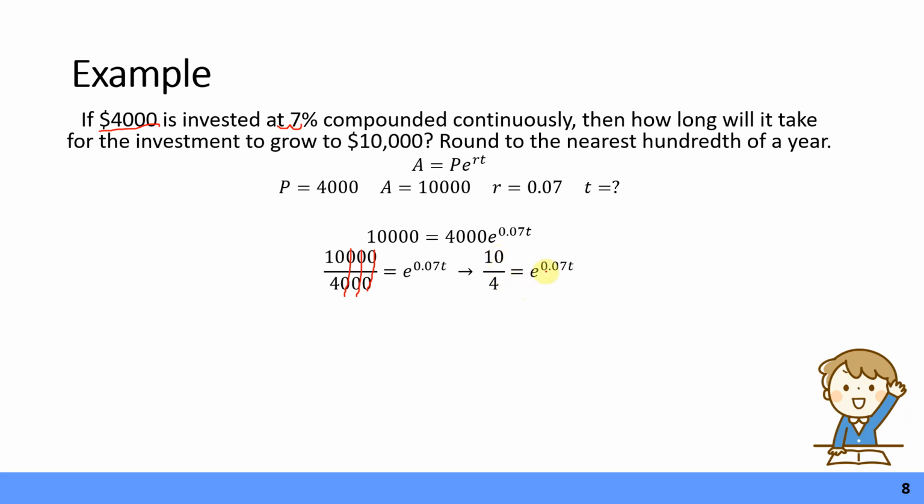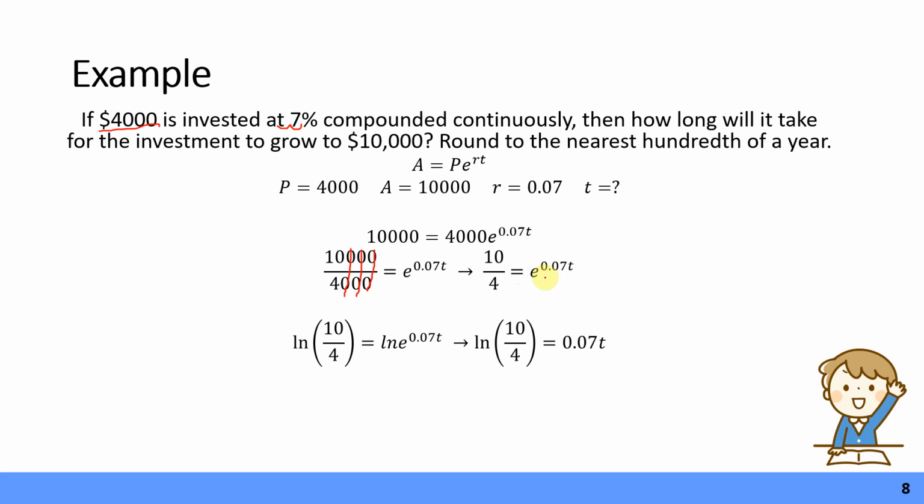So 10 over 4 equals e to the 0.07t. Now, this is where you have to use your genius from previous sections. How in the world do I get rid of an e? So I'm going to pretend you said it. Very good. We have to add ln, right? ln is going to cancel with an e.